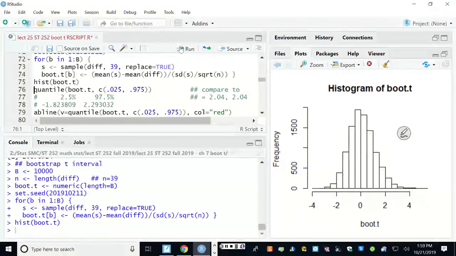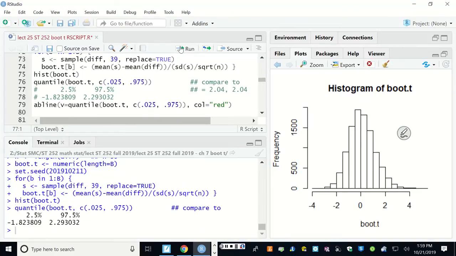That's what it looks like. Does it look symmetric? A little skew, right? So the quantiles are -1.82 and 2.29. The t-values when we did plus or minus were 2.04 or negative 2.04, right? So it's a little bit shifted to reflect that asymmetry.